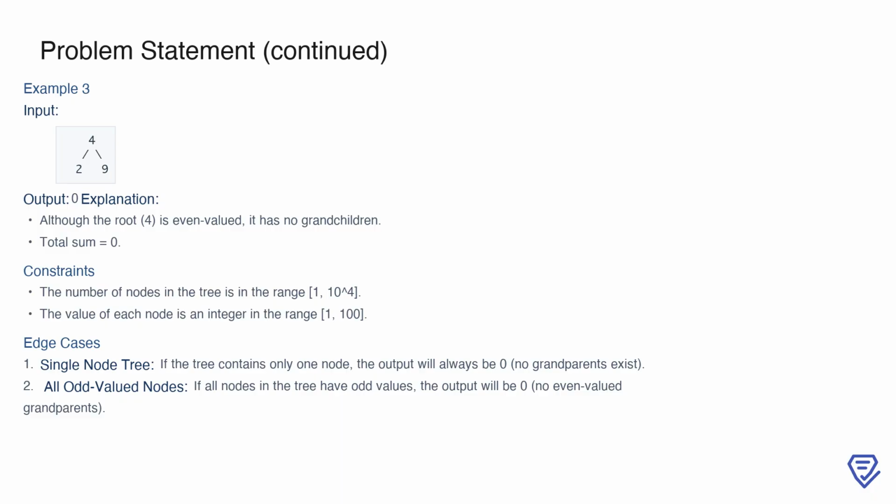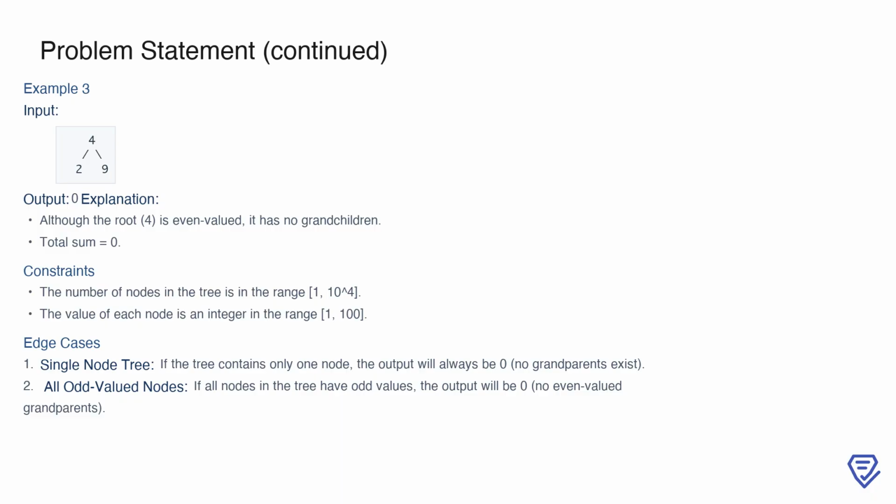Now let's look at another example where the tree is much simpler. Here, the root node has a value of 1, with two children, 2 and 3. In this case, there are no nodes with an even-valued grandparent because the root node does not have a grandparent itself, and its children do not have any further descendants. As a result, the output is 0.